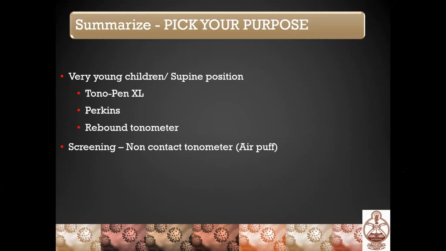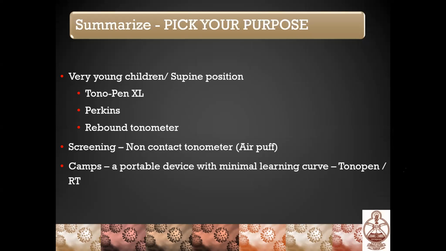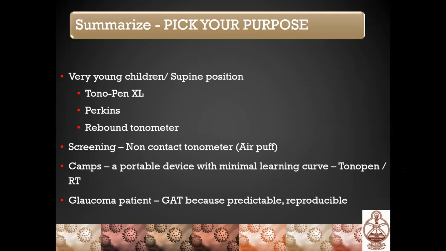And whenever you are in doubt, you can take those patients and confirm the readings with the help of Applanation tonometry. Again, if you have a camp where you need a portable device with a minimal learning curve, you have the Tonopen or rebound tonometer. But mind you, if you have a glaucoma patient and you want a predictable and reproducible result, the gold standard tonometer of choice is the Goldmann applanation tonometer.